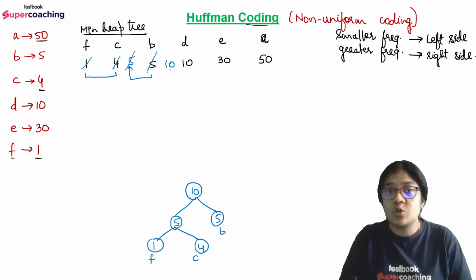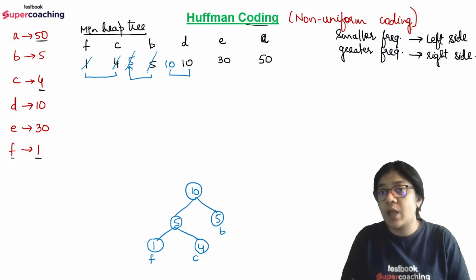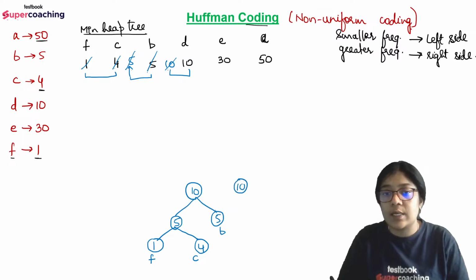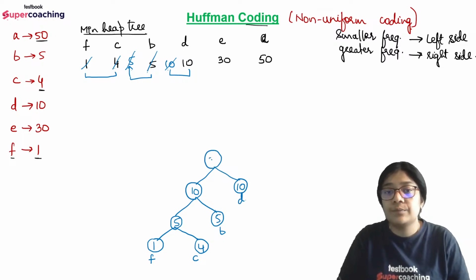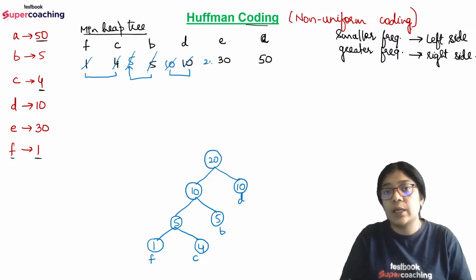Take the next two minimums. This is something which we have got now. Next is 10. If the value is greater or equal, keep that on the right hand side. This is the frequency of D. 10 plus 10 is 20. These two are merged. So here we are getting 20.